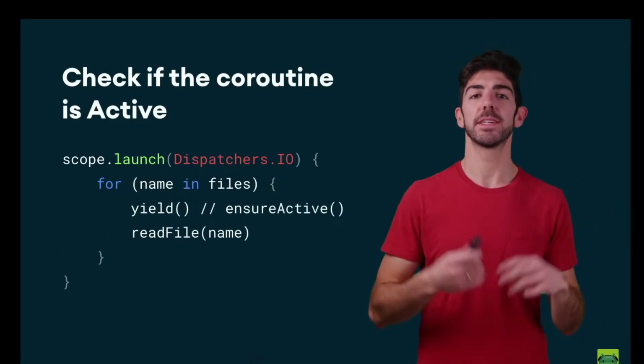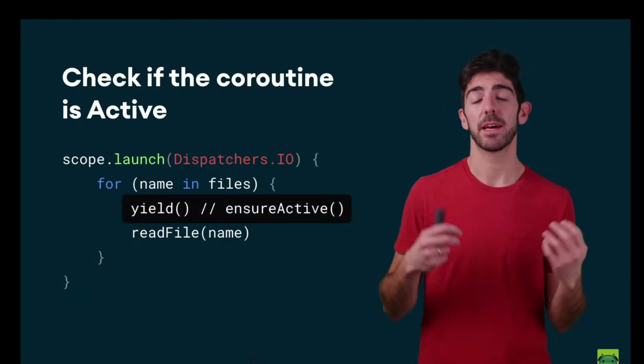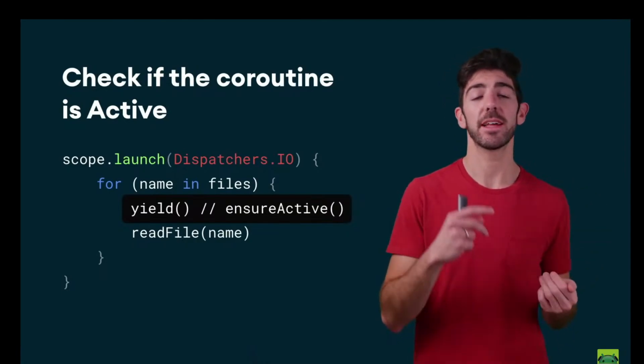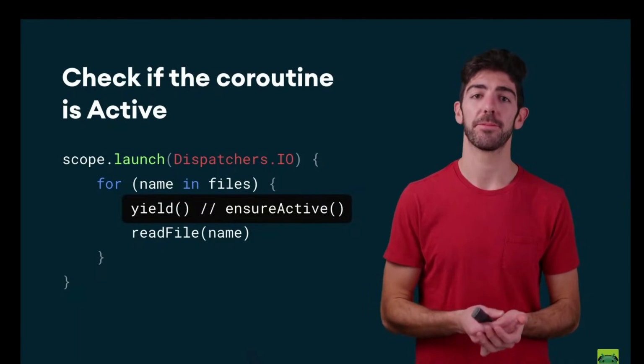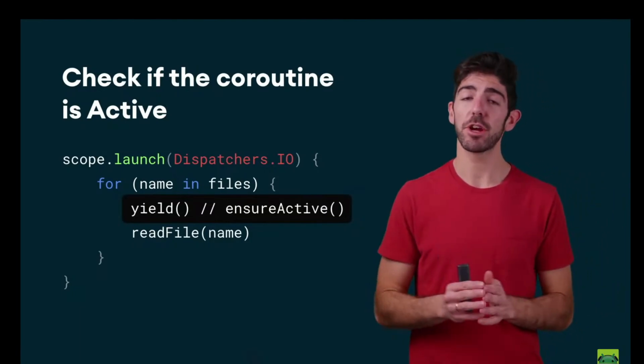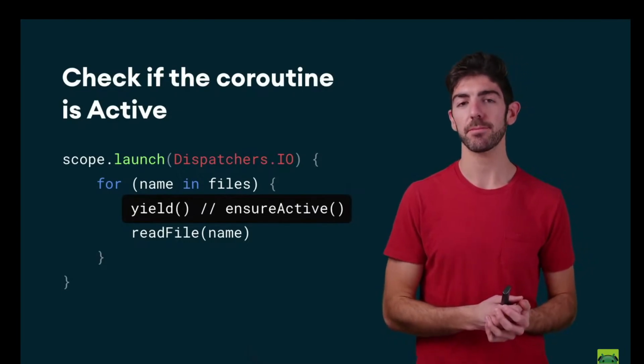And you can do that by checking, for example, or calling ensureActive or yield. Whenever the coroutine is cancelled and that function is called, then it will stop the execution of this coroutine. So again, if you are doing a heavy computation, make sure that you check for cancellation.